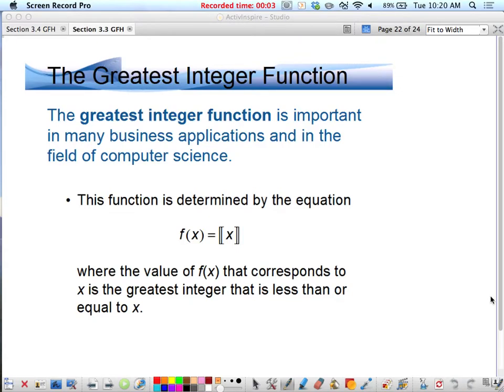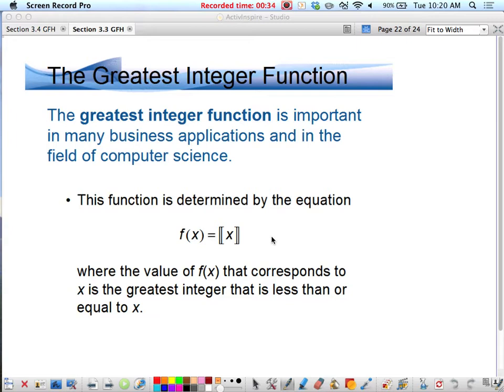Okay, so for the final thing from section 3.3, we need to talk about the greatest integer function. The greatest integer function is a specific function that has business applications. It's a little different. It's a type of piecewise function that has its own kind of formula. It's given right here. When you see f of x equals, and then these double brackets of x, that's called the greatest integer function.